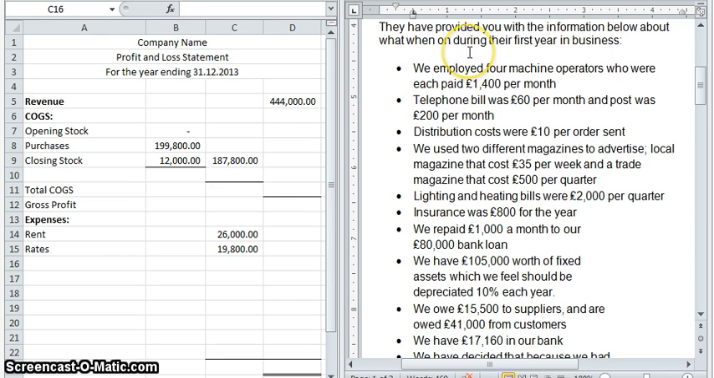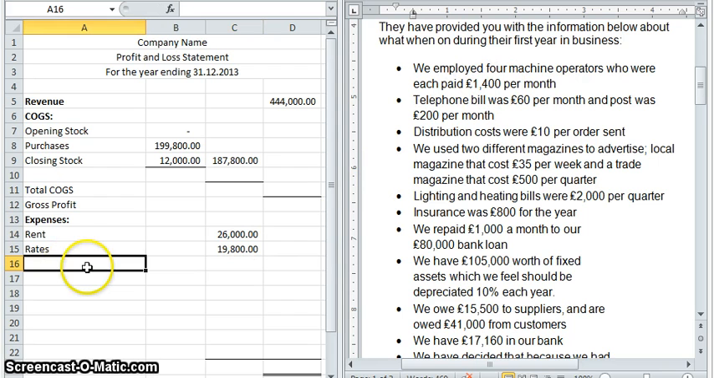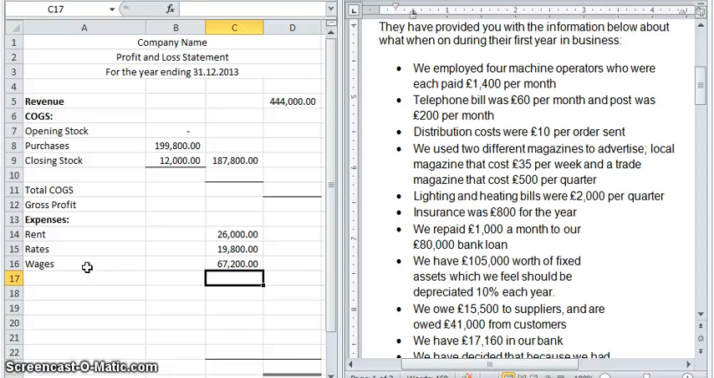Next, we employed 4 machine operators who were each paid £1,400 per month. So these are our wages. Okay. And to calculate these, we had 4 machine operators, we paid them £1,400 each, so we need to multiply it by that, and that's per month. So for the whole year, we need to multiply this by 12. Okay. In this case, this is considered an expense, not a cost of goods sold, because what these machine operators were doing was not creating the product we were selling.